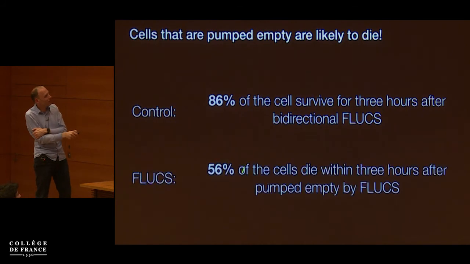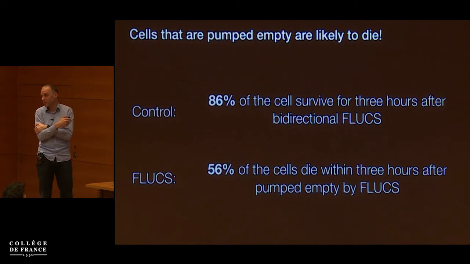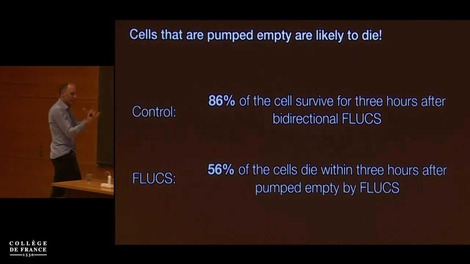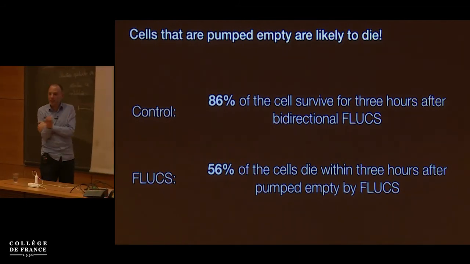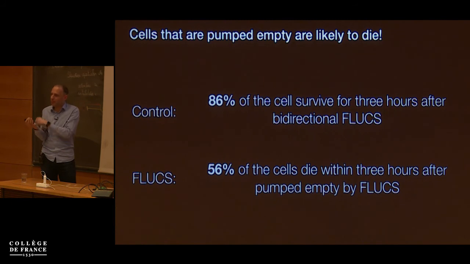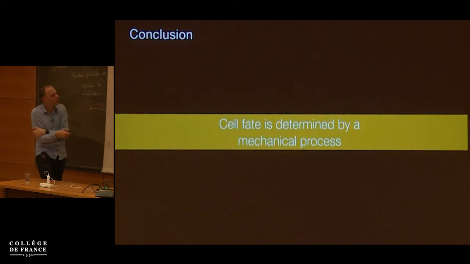Now, if we do the flux, we can increase the likelihood of cells dying to above 50%. So with pumping out, 56% of the cells die. And if we now correlate for the individual cells with which we perform flux, we can look at whether they shrink in volume. And for those that shrink in volume, where the flux is successful, 90% of those cells will die. Okay, so I'm not showing those numbers here.